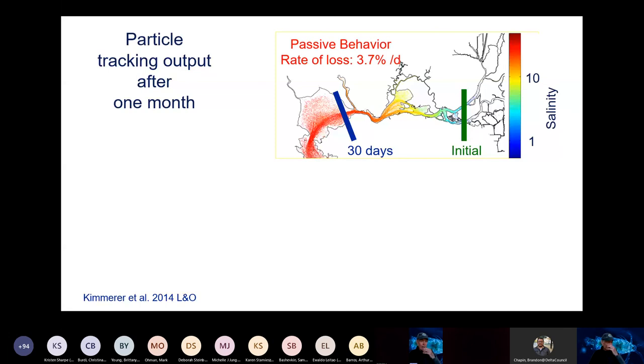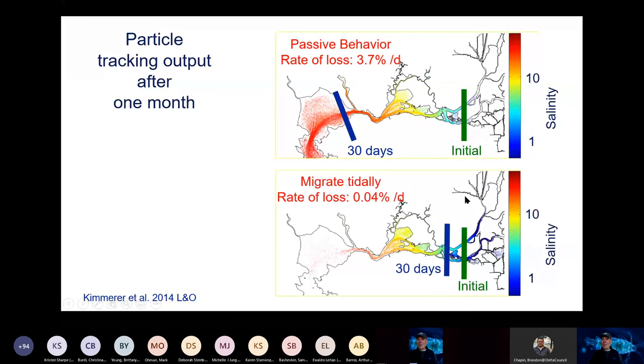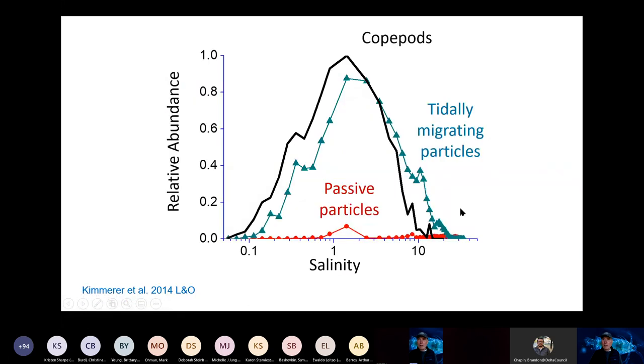So this is particles released at the green area, and after 30 days, this is their center of mass. This is their initial center of mass. And these are passive particles, and these are particles that migrate tidally, and they hardly move. So this is evidence of retention. I forgot to mention that we tried a whole bunch of different behaviors to see which ones would result in similar vertical positions to what we observed in the field. And that's the behavior we used.